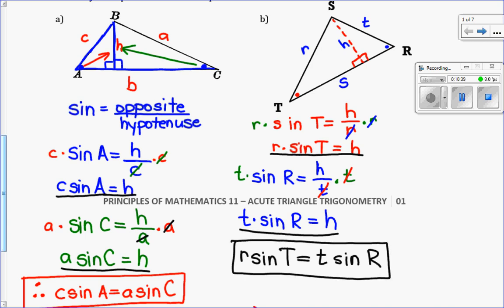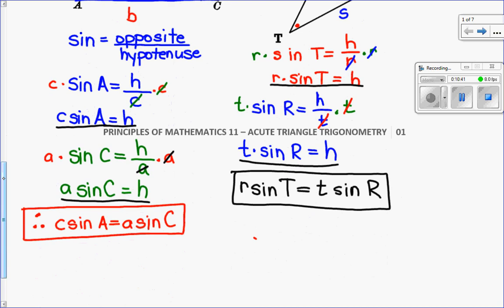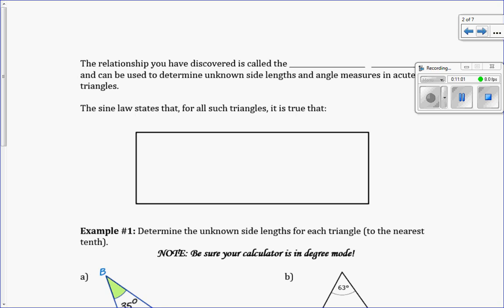Okay, interesting. Side length r times the sine of angle t equals side length t times the sine of r. Very similar to what we discovered right here. Okay, what you have just discovered is actually called the sine law. Flip over your page, and we're going to fill that in on the blank right here. The relationship you've discovered is called the sine law.